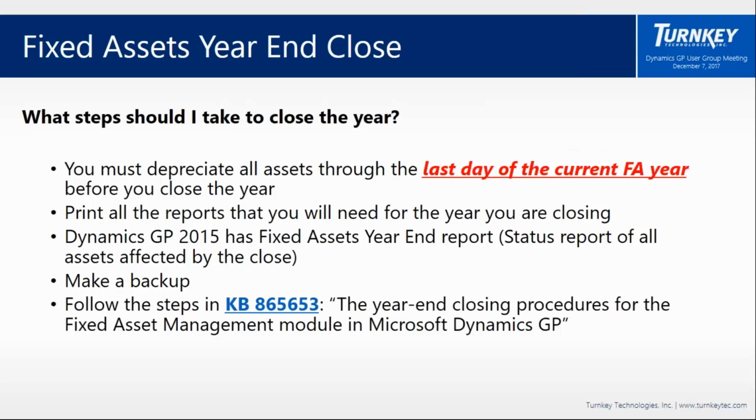Okay, so what are the steps? And again, we've got that KB article 865653. So again, make sure that you depreciate everything. So you have to run through your process. You want to do your monthly processes first. Okay, do all your monthly processes like you normally would as long as you're on the monthly calendar. Print all those reports that you might need. And also there's a year-end report that comes out, and that's a status report for everything that's been affected. So you can take a look at that first, then make your backup, and then go ahead and do your closing.